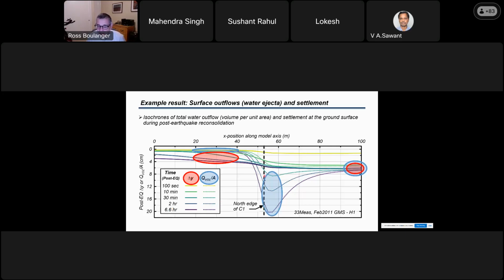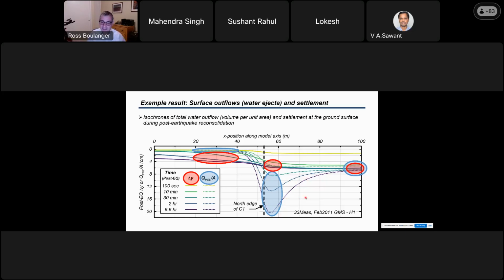Right past the edge of that C1 stratum, water on the south side flows towards the north, comes around the edge and comes to the surface there, and you get about 20 centimeters of water come to the surface. The ground settlement is still only on the order of 6 centimeters. What's happened is the water from the south side comes around that stratum, exits the surface, and that higher flux of water is going to accentuate the formation of sand boils on the north side of that deposit.